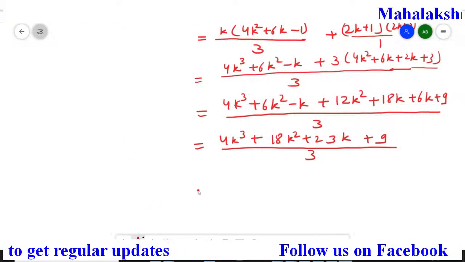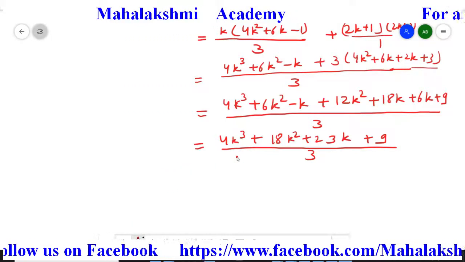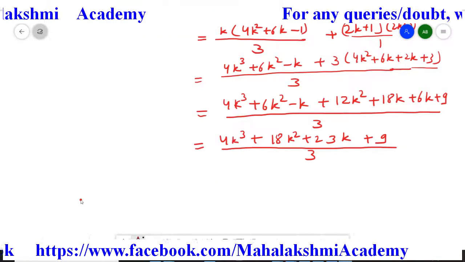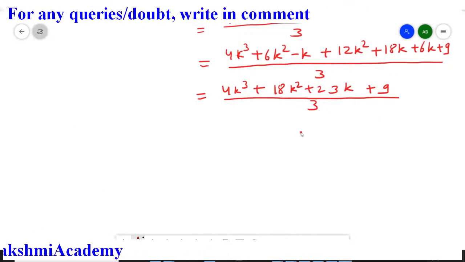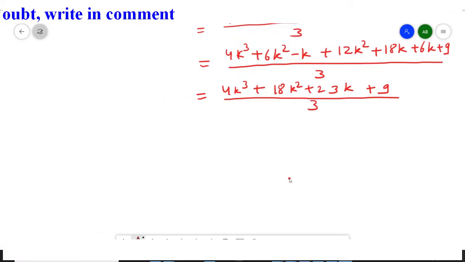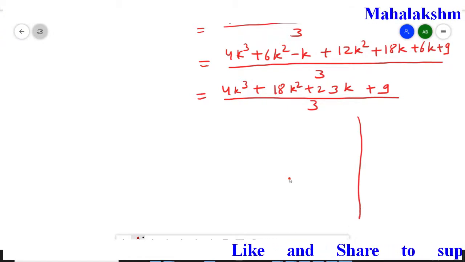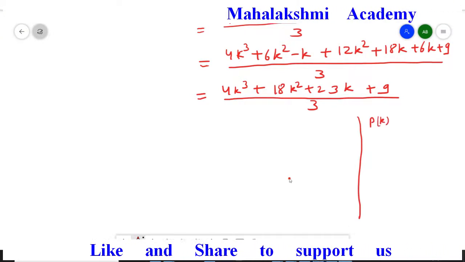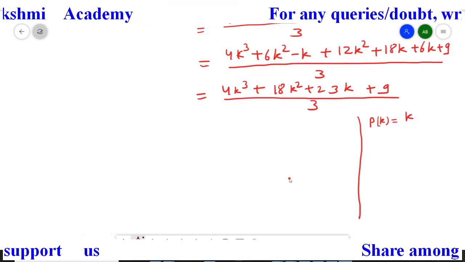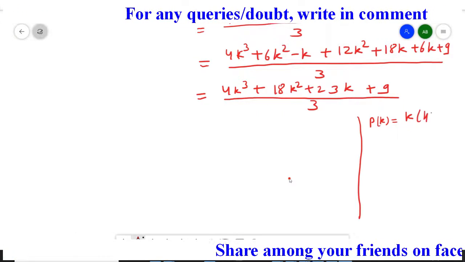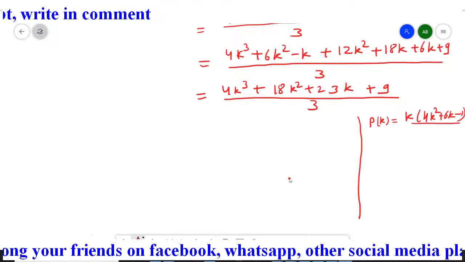Now after this, students, we have to think that this right hand side we have to adjust in both formats. For that, first you just understand my rough work, because through that only you will get an idea in what format we have to arrange the right hand side. So first here, the right hand side of the P(k) statement is of what format, you can check it in your book. That is k(4k square plus 6k minus 1) and the whole divided by 3.